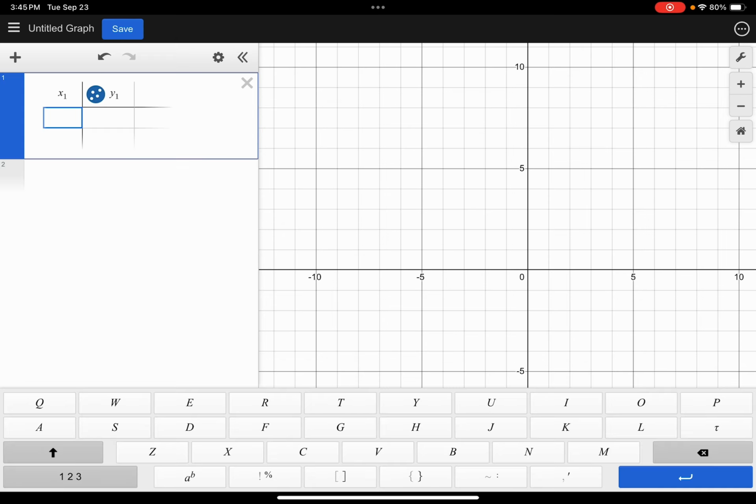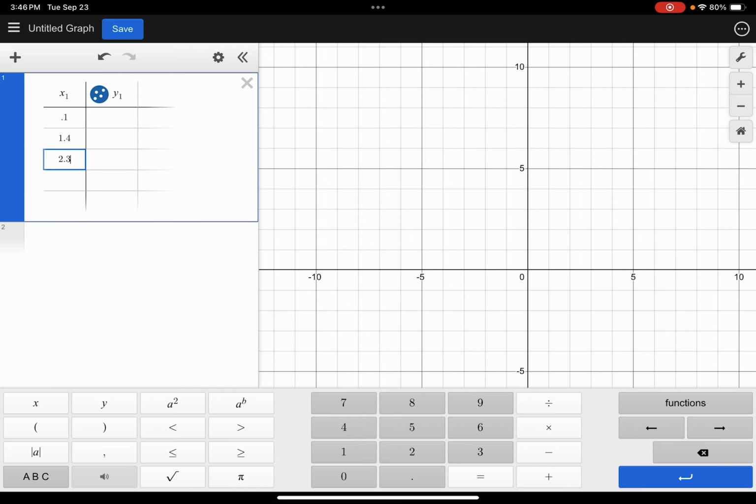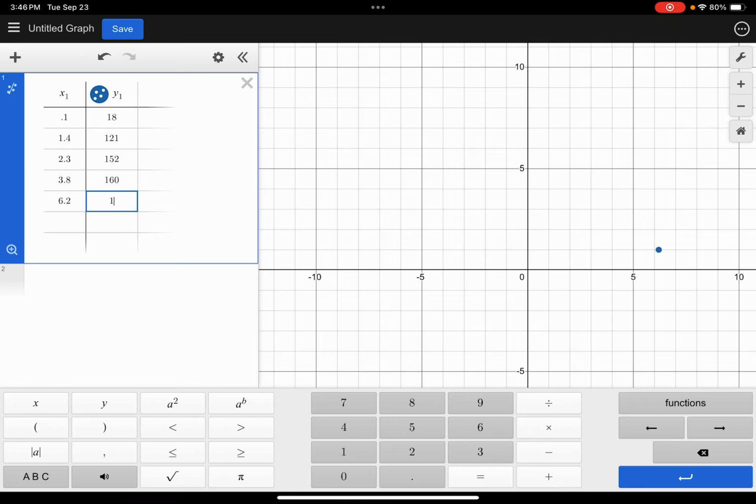I'm doing number 5 for my worksheet. So I see a 0.5, enter, I see a 1 point, nope. Where did I get 0.5? That doesn't make any sense. There's not a 0.5. Let's try that again. My bad. Okay, it's a 0.1, and then it was a 1.4, and then a 2.3, and then a 3.8, and a 6.2. Did I type that in correctly? I think I did. And then I see 18, 121, 152, 160, and 12.